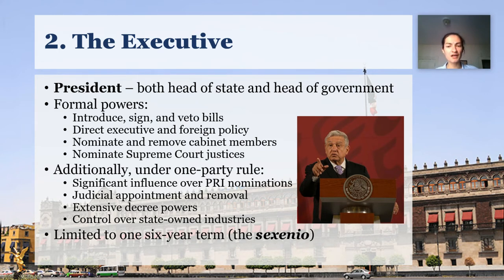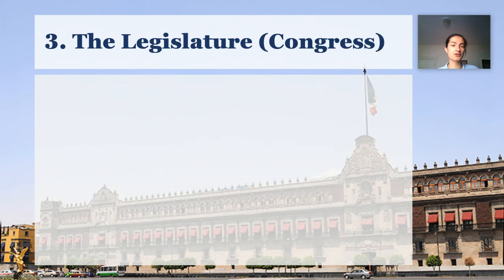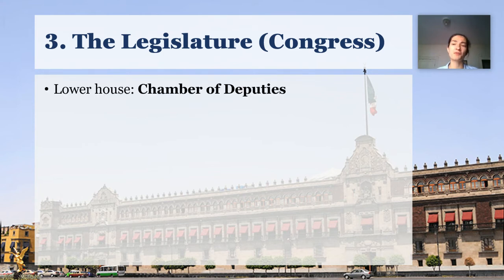Moving to the second branch of government, the legislature, which in Mexico is called, uncreatively from an American perspective, the National Congress. This is a bicameral legislature. Its lower house is called the Chamber of Deputies. That is 500 members. We'll talk about their elections in a second, each of whom serves a 3-year term. They're all elected at the same time.